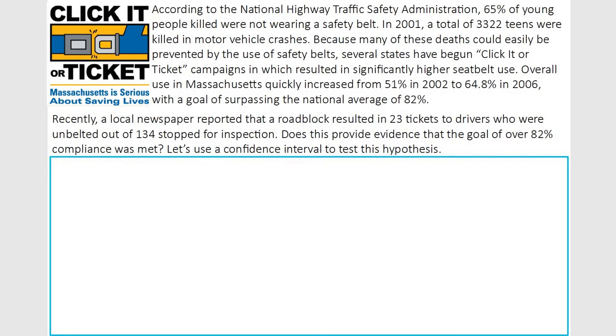Okay, so let's do an example. Take a minute, pause this, read it, and see if you can use a confidence interval to test this hypothesis. So run through it: your null and alternative hypotheses, check your conditions, run your statistics, and then make a conclusion. Okay? Take a minute, pause, read. Wonderful.